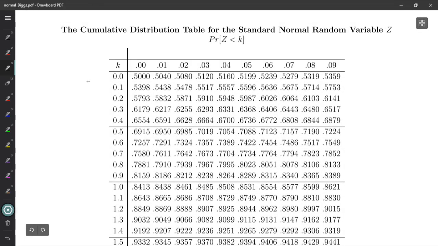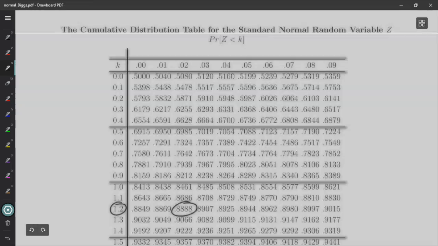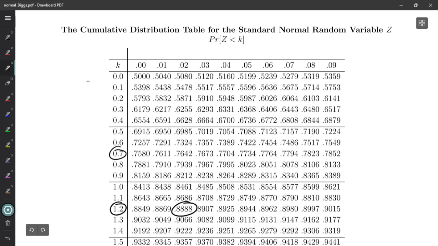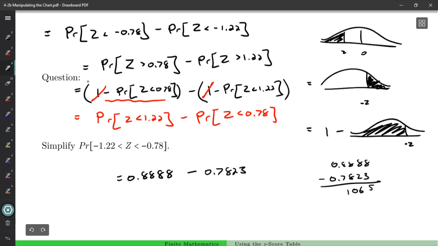1.22, so that's 0.8888. 0.8888 minus, and now 0.78, so 0.7, hundredths digit is 8, so 0.7823. And we just go ahead and subtract those, but in the absence of a calculator, we do it by hand. So we get 0.1065. And that's our answer.